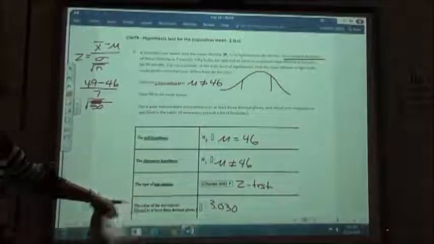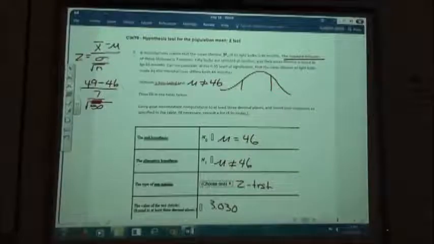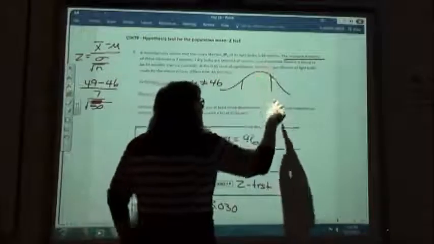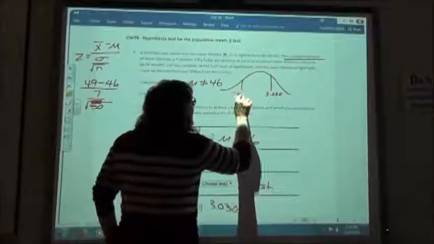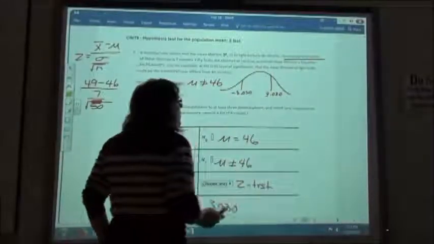3.030, right? Because it says to 3 decimal places. That means on my little curve that this is at 3.030, this is at negative 3.030.